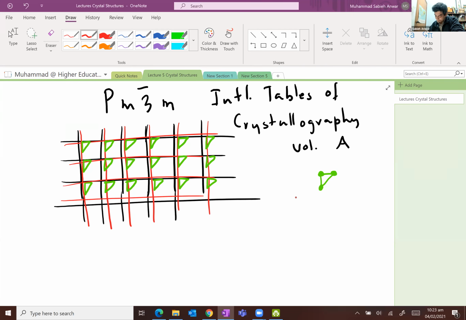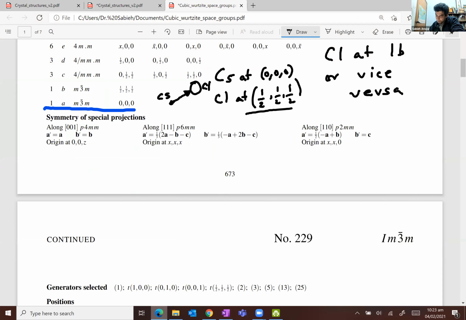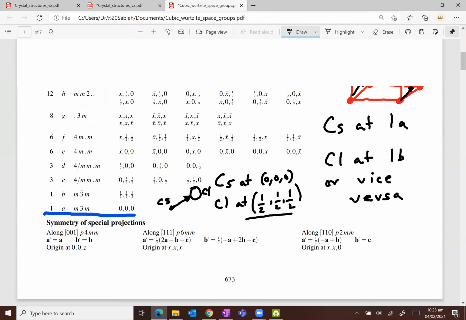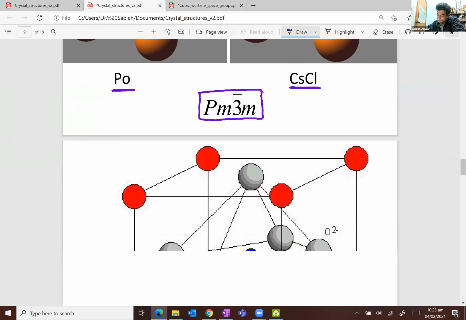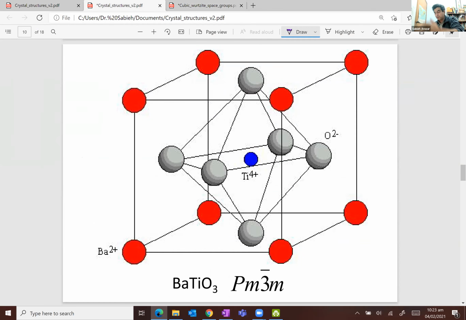Yes, yes. Now let's go back to our structures. Let's look at another structure, slightly more complicated, barium titanate. Barium titanate, this kind of structure of the general stoichiometric formula ABO3, is called a perovskite structure.